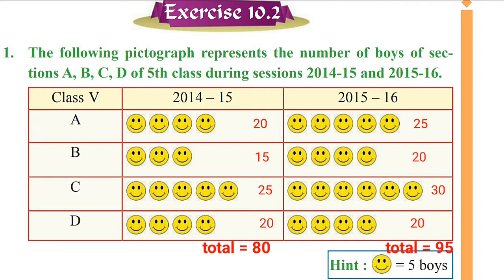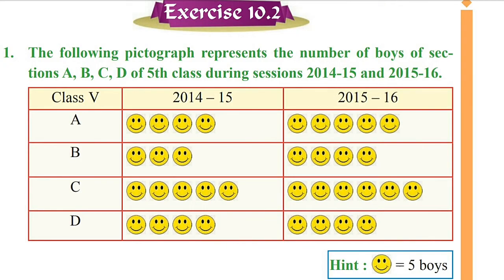In the second column we are given the 2014 to 15 session number of boys. In section A 20, section B 15, section C 25 and section D 20, and the total number of boys is 80. Similarly, in the third column we are given session 2015 to 16, the number of boys is 25 in section A, in section B 20, in section C 30 and in section D 20, total number of boys is 95. So we are given the hint: one picture is equal to 5 boys.